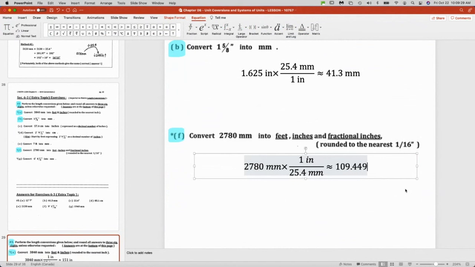So I did this to 3 decimal places. Can someone confirm in the chat that they have the same? Anybody in the chat have that? Thank you. Okay. Just a second.